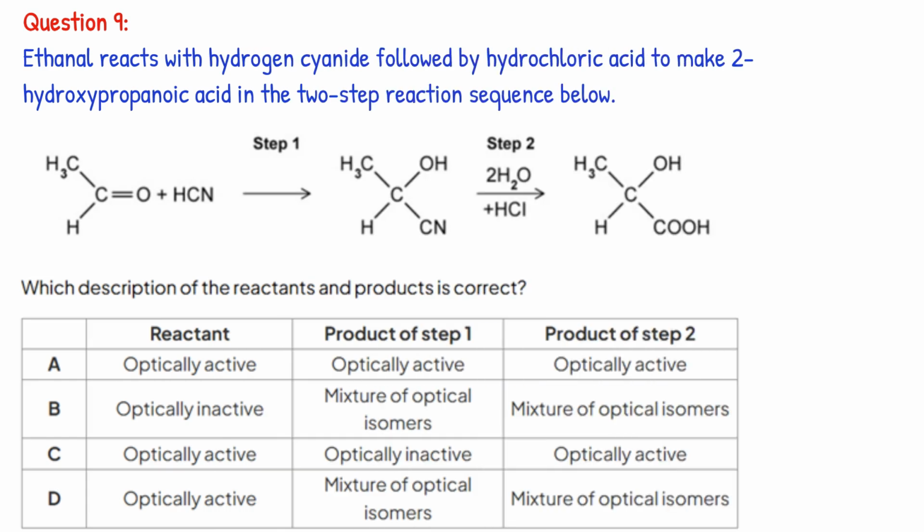Question 9. Ethanal reacts with hydrogen cyanide followed by hydrochloric acid to make 2-hydroxypropanoic acid in 2 steps. The reaction sequence is shown below. Which description of the reactants and products is correct? The correct answer is B.